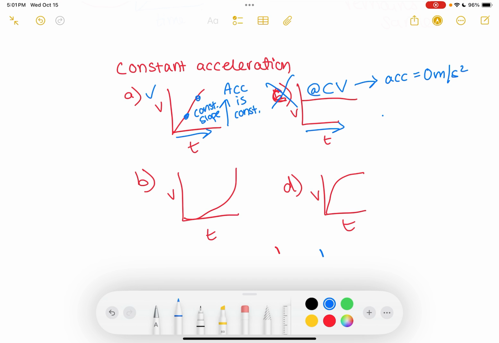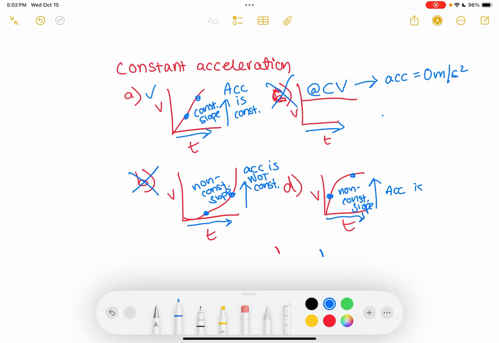And then in choice B, as time is increasing, our velocity does increase, but if I were to take the slope here and here, this is a non-constant slope. So that means that acceleration is not constant here. Okay, so choice B is no good. And the same thing here. As time is increasing, our velocity does increase, but again, if I were to take the slope here and here, non-constant slope. So that means acceleration is not constant. Okay, so choice D is bad. So therefore, choice A is the only one that makes sense.